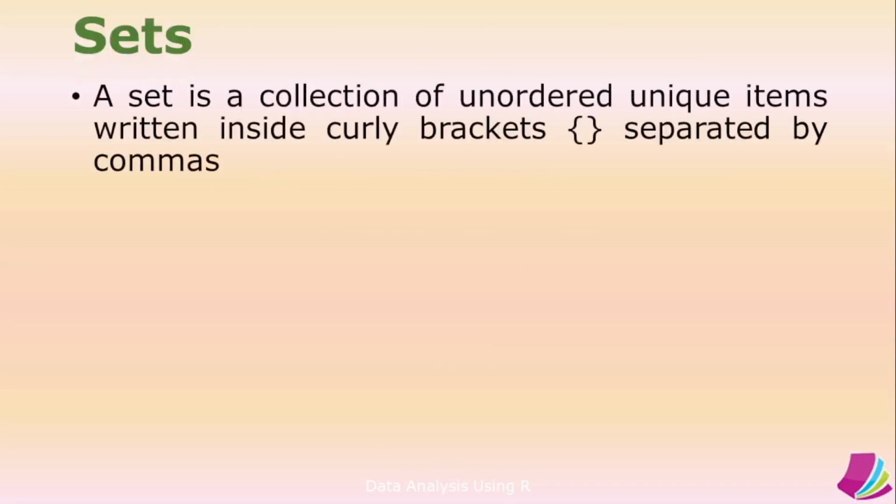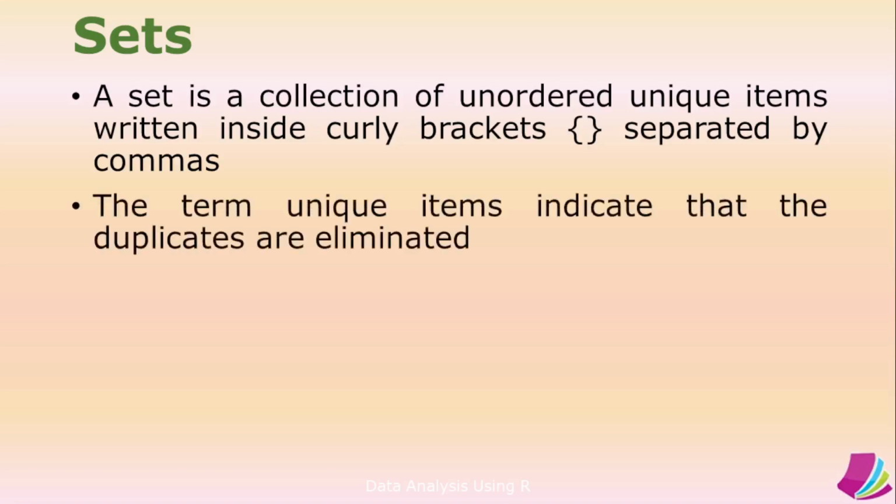A set is a collection of unordered unique items written inside curly brackets separated by commas. So it is unordered and it has unique items. Let me clarify that. The term unique indicates that the duplicates are eliminated, right? So whatever the element inside the set, it appears only once. If there is any duplication, they are removed automatically. So let's demonstrate that with an example.